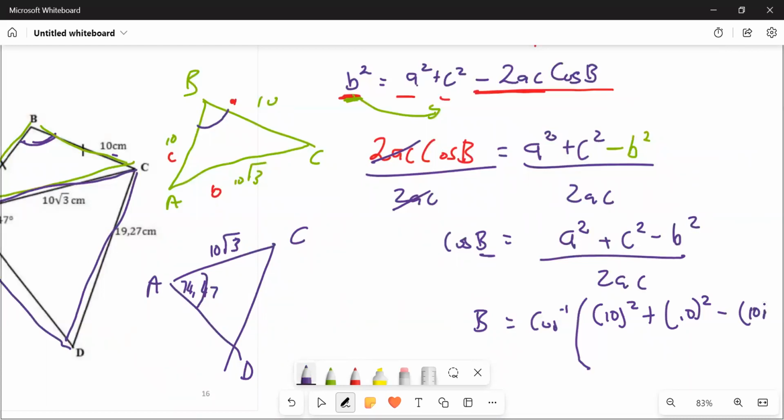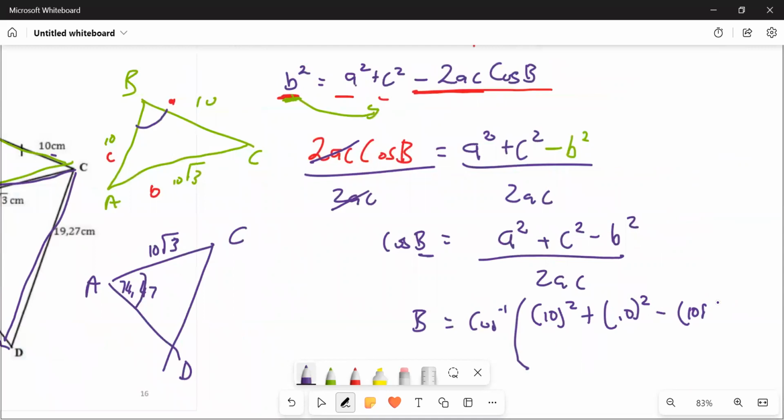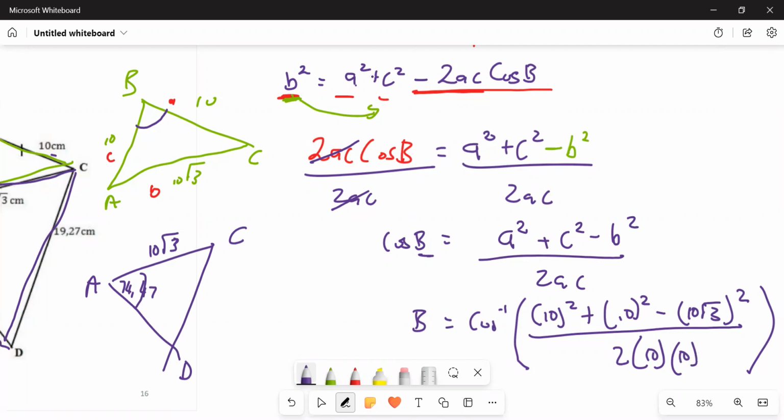This is going to be 10 root 3 all squared. And then you close your bracket, all over 2 multiplied by a. What is a? It's 10. And c is 10 again. Then you take this and type it in your calculator. If you type this in your calculator, let's see what you get. What do you get?